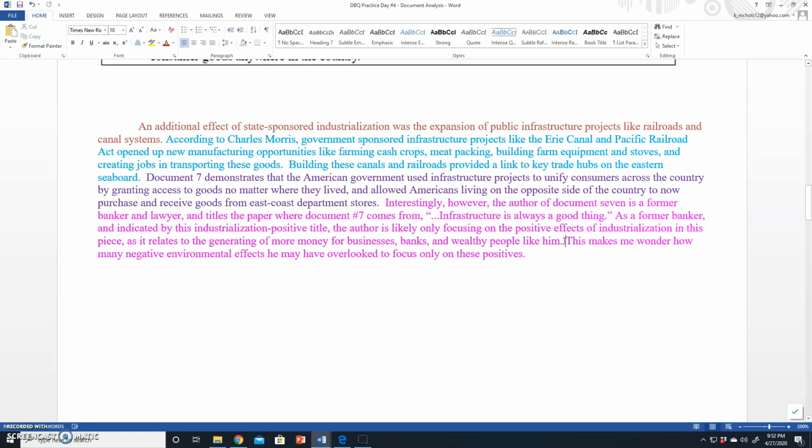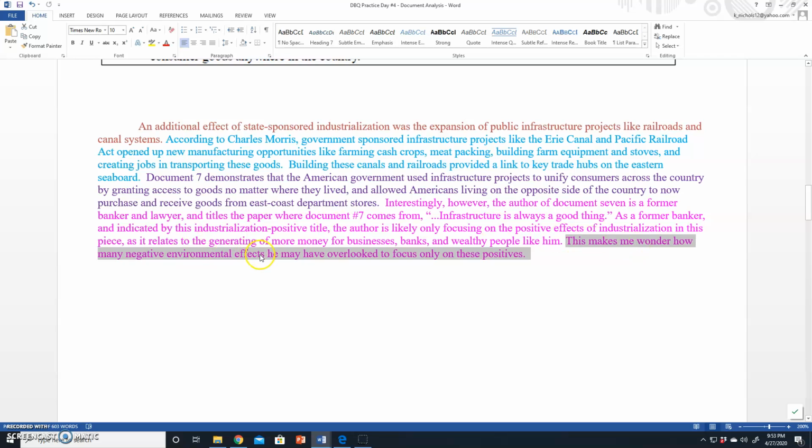All right, last sentence. This makes me wonder how many negative environmental effects he may have overlooked to focus only on these positives. Again, he's likely only focusing on the positives. If he's only focusing on the positives, what is he leaving out? Well, this makes me wonder, could it be that he left something else out? Could it be that he overlooked something? Yeah, what could it be that he overlooked?